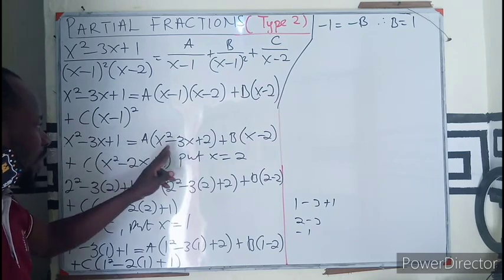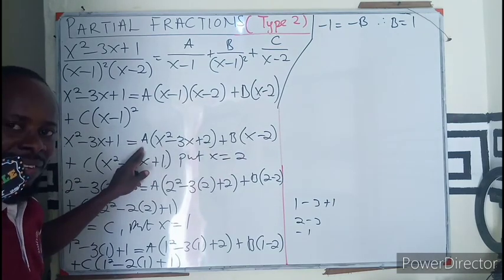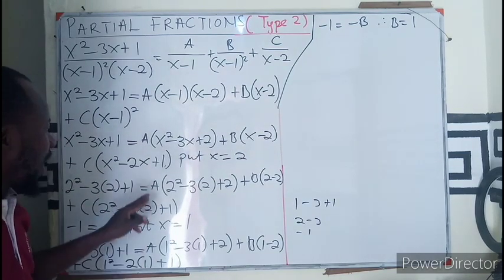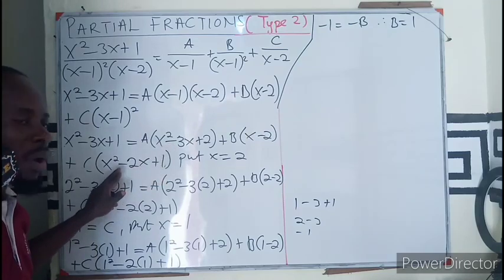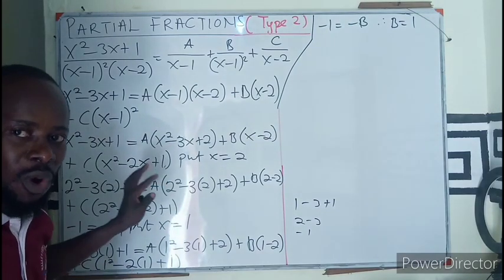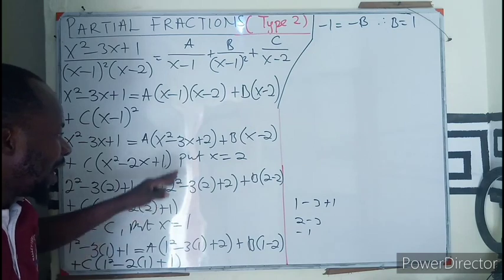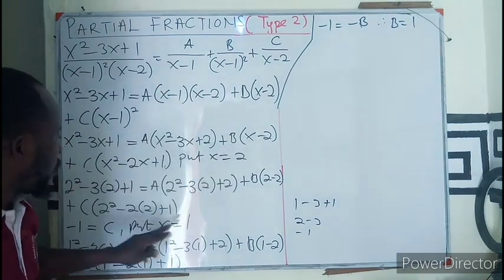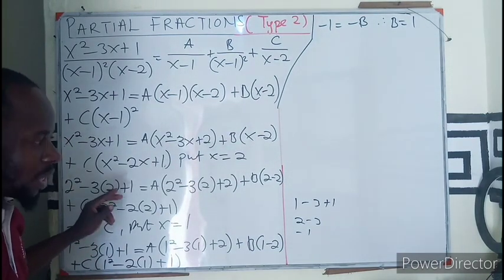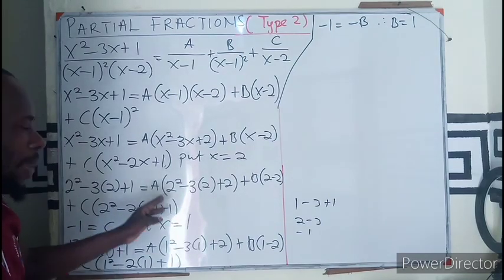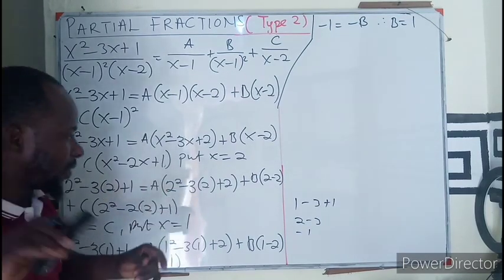But don't forget, if you want to eliminate B, you end up eliminating A. If you want to eliminate A, you end up eliminating what? C. Which means there is no value of x again that can eliminate A and B to give us only C. So the only option left is to compare the left with the right.